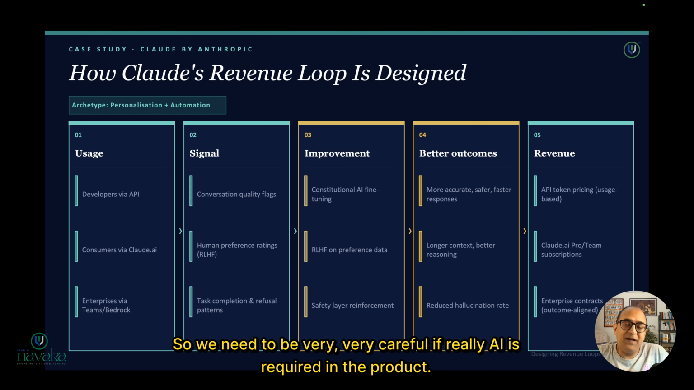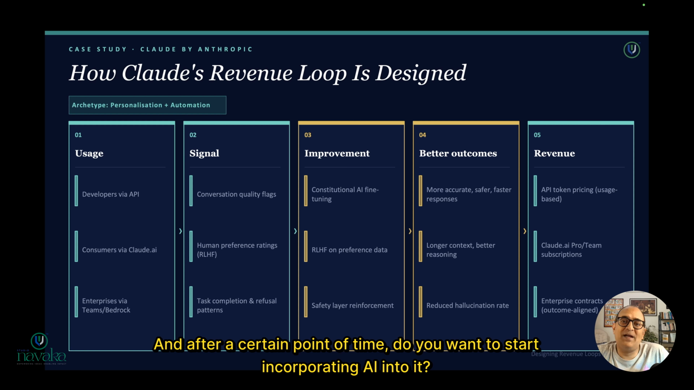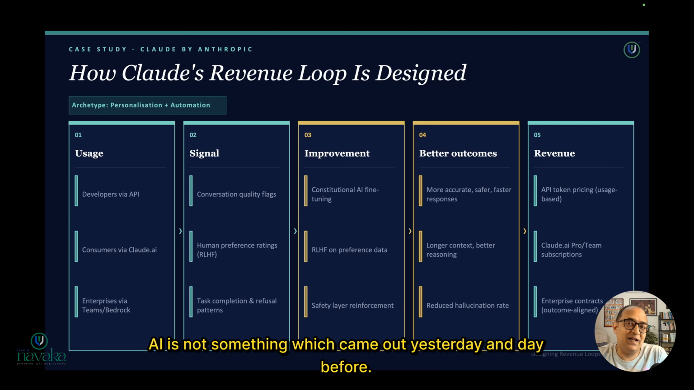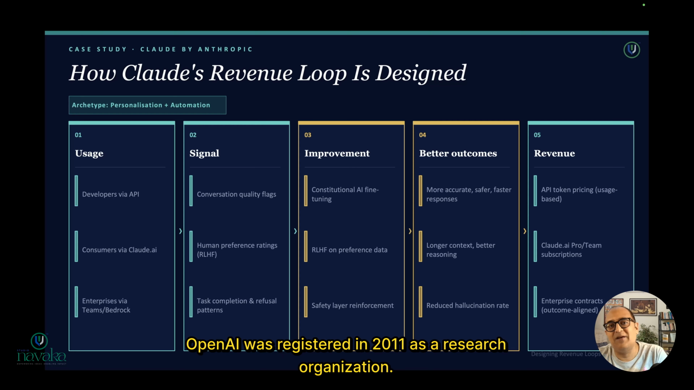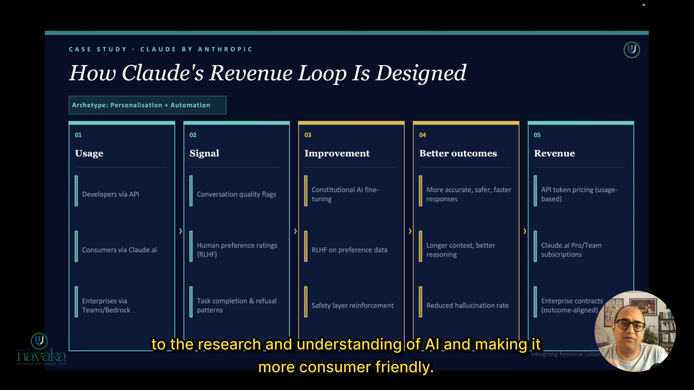So we need to be very, very careful about whether AI is really required in the product, or whether there is anything else you can do to replace it. And after a certain point of time, do you want to start incorporating AI into it? I have mentioned this quite a few times in my sessions: AI is not something which came out yesterday or the day before. OpenAI was registered in 2011 as a research organization, and there are many organizations in the world which have been contributing to the research and understanding of AI and making it more consumer friendly.